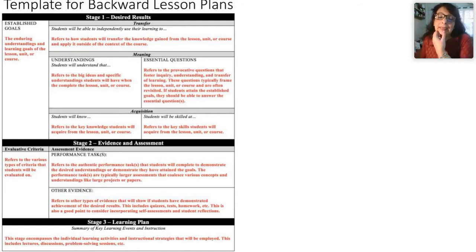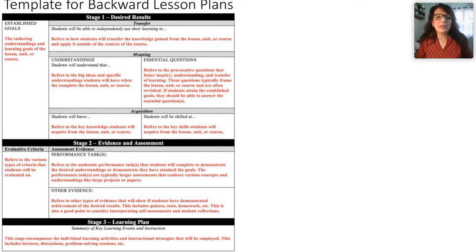This is the template that UBD looks at. Okay, it's a wonderful template where they look at stage 1, stage 2, and stage 3 of a lesson plan in the backward design framework, where you don't begin with the course book, the textbook, and you don't begin with an activity. The activity here is right at the bottom. Okay, the learning plan is right at the bottom. Right on top, you have the desired result. That is what you're focusing on.